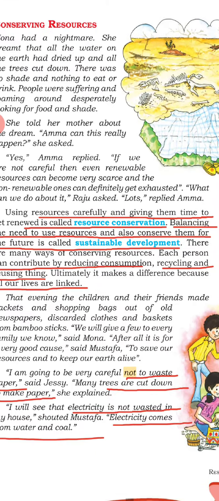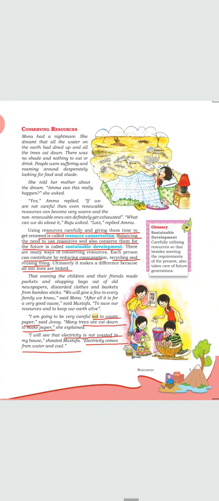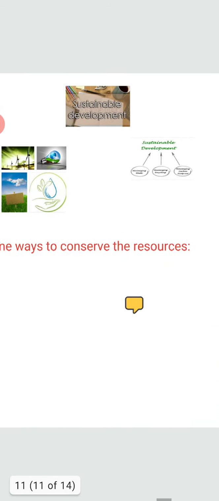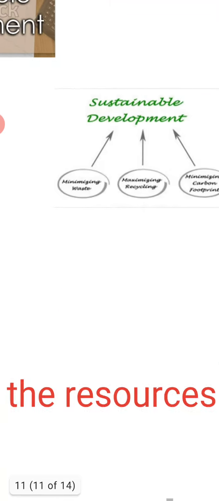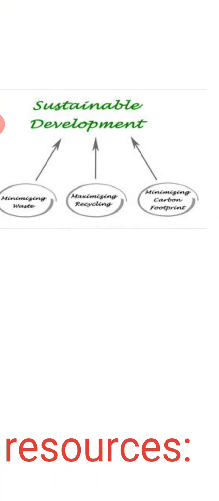Already we have discussed many ways to conserve the resources. As you can see here, sustainable development means balancing the need to use resources and also conserve them for the future. You can see here, sustainable development refers to minimizing waste, maximizing recycling and minimizing carbon footprint.